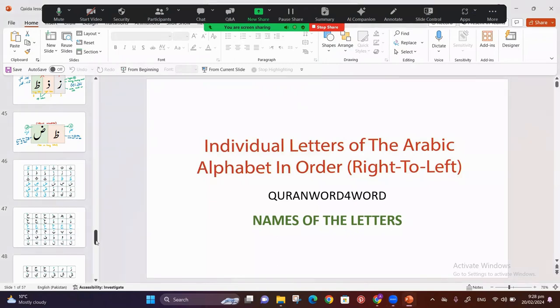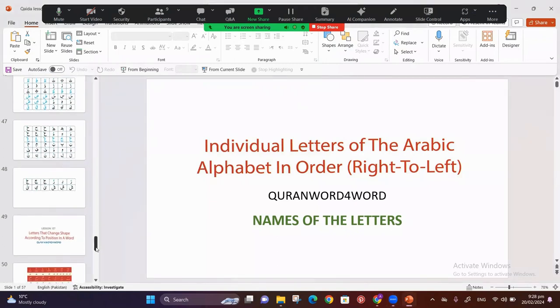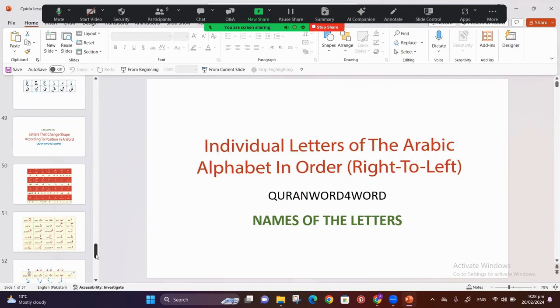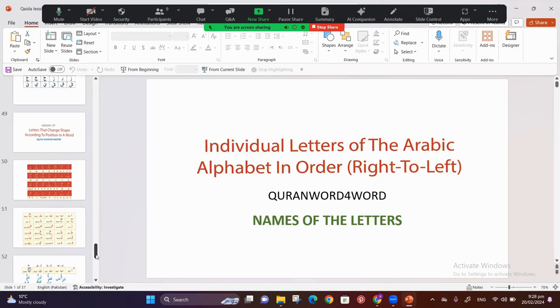So yesterday we covered the differences between the similar sounding letters, right? And that was a bit of a lengthy topic because we did all of the details of the differences between similar sounding letters. So if you have any queries for that, you can still ask me at the end of the session, inshallah.